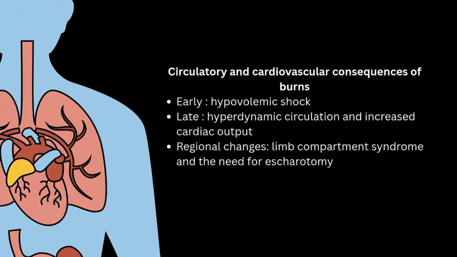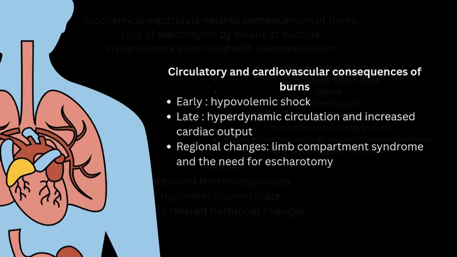As for the circulatory and cardiovascular consequences of burn, can be divided into the early phase and the late phase, like mentioned before. The ebb phase is the early phase, where it is associated with generalized leaky capillaries, where the fluid from the intravascular leaks out, causing hypovolemia, and the late phase is due to catecholamine surge, causing hyperdynamic circulation, increased cardiac output.